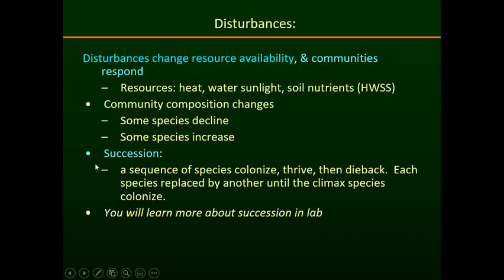Okay. Now that leads us to this term succession, which I haven't defined for you yet. So here we go. Succession is the sequence of species that colonize, thrive, and then die back in a community following a disturbance. And I know I added a little bit more there, so I'll say that again. The sequence of species that colonize, thrive, and then die back following a disturbance. And what we see is that each species tends to be replaced by another species until things stabilize in what's called a climax ecosystem. And the species that come in later, we call them climax species, and I'll show you that in just a minute.